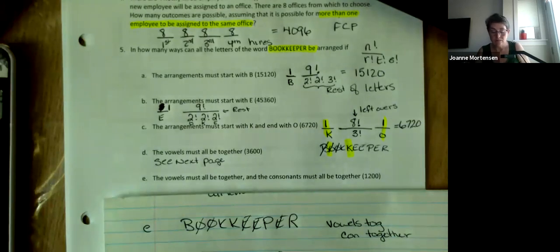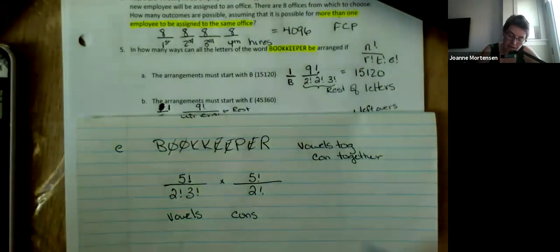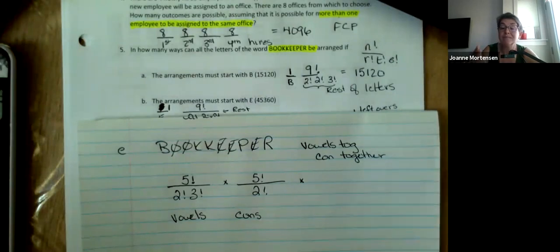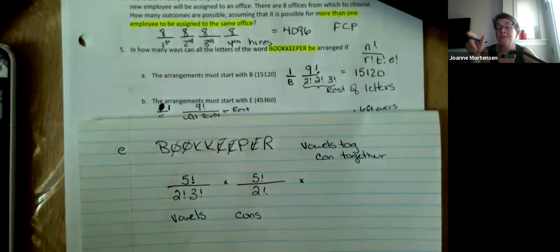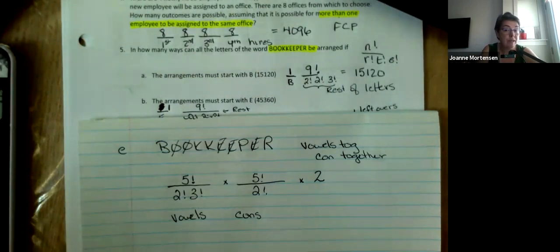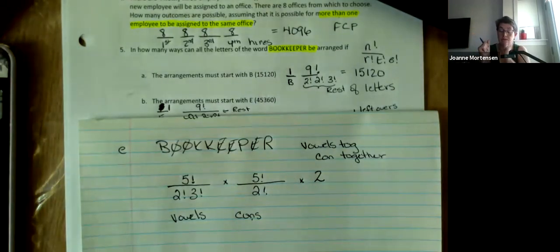Oh, goodness. Much better if you could actually see what I was writing. And then, now, I'm 90% sure I need this last part, but if my answer ends up being too big, I'll know why. I'm going to multiply my final answer by 2. The reason for that, well, there's 2 ways I can explain it. It could be all vowels and then all the consonants, or it could be all the consonants and then all the vowels. So there are 2 different ways that we can arrange those chunks once we figure them out.